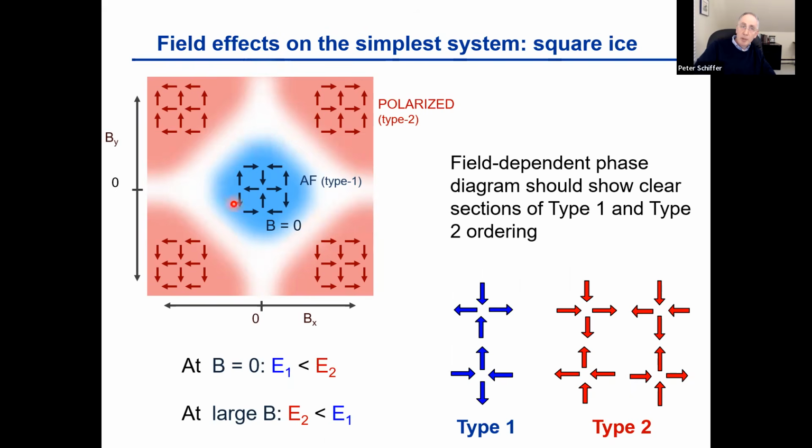And so you're able to map out, and this is in square ice, what you would expect, which is in zero field, a nice ordered ground state, and a polarized state when you apply a strong field, either type 1 vertices or type 2 vertices.